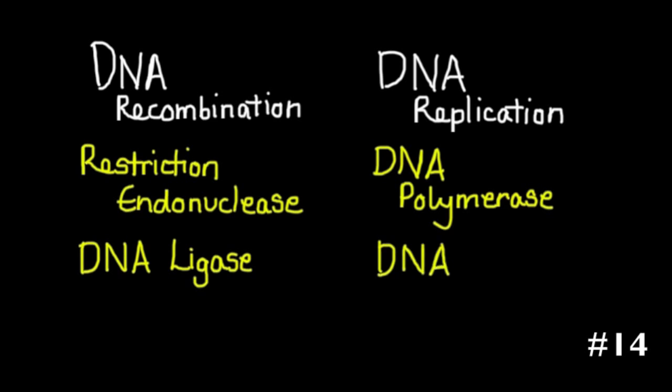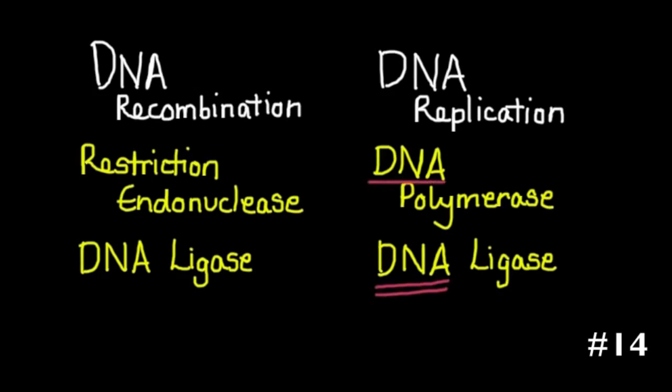Both processes use DNA ligase, but for different reasons. In DNA recombination, the ligase is used to join the sticky ends on the plasmid, and in DNA replication, it's used to join the Okazaki fragments. So make sure you differentiate between the two processes and refer to the correct enzymes.